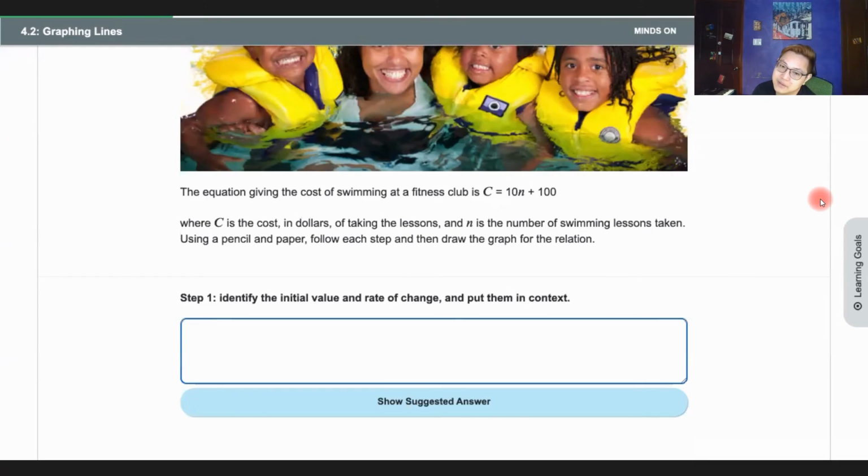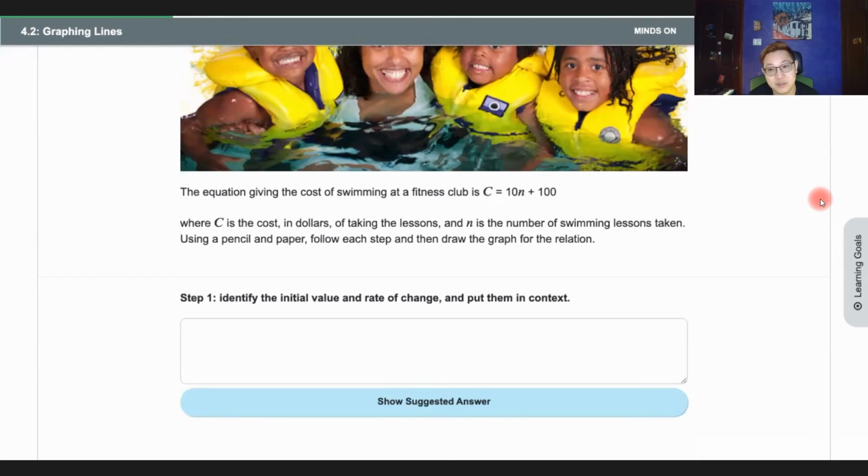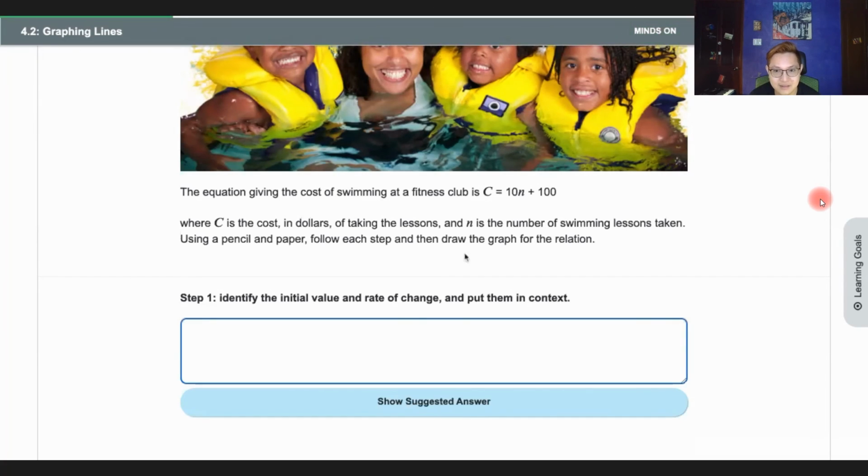Identify the initial value and rate of change and put them into context. So what do you think? Initial value is of course 100. You always have to pay that much, right? And the rate of change is like $10 per person, isn't it? Yeah, that's true. So the initial... no, not per person. $10 per lesson. I mean, that's quite cheap.